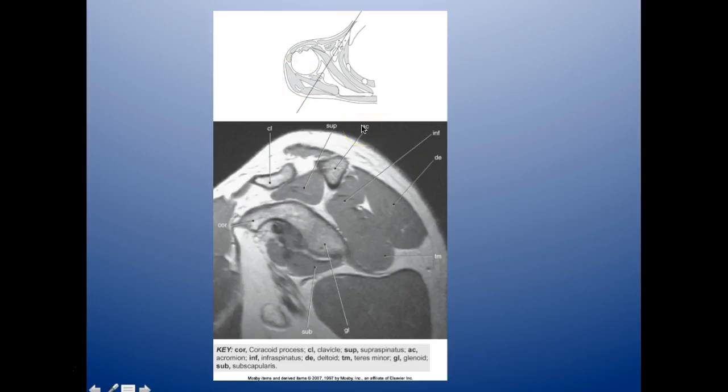This is a sagittal T1. So we have the clavicle, your supraspinatus muscle, your acromion, your infraspinatus muscle, this is your deltoid, your teres minor, your glenoid, what do they call this? Oh, just your glenoid, and your subscapularis muscle.